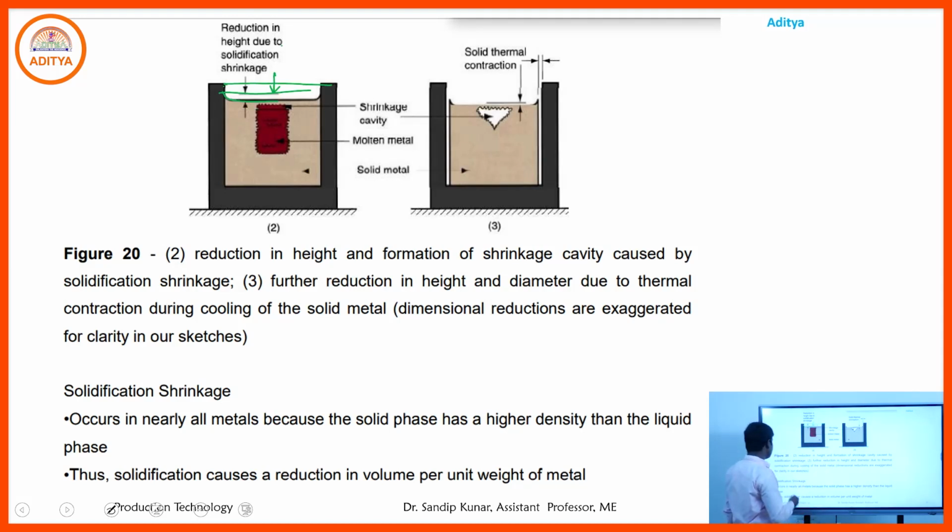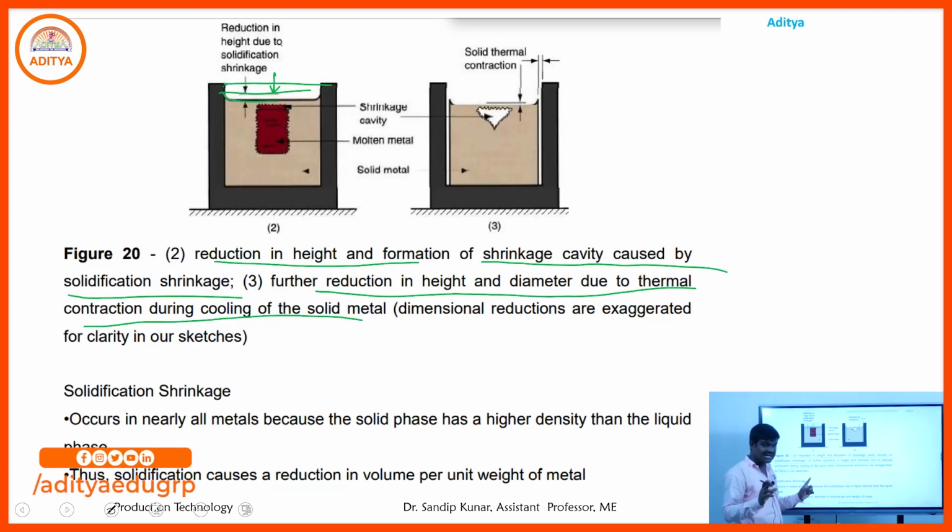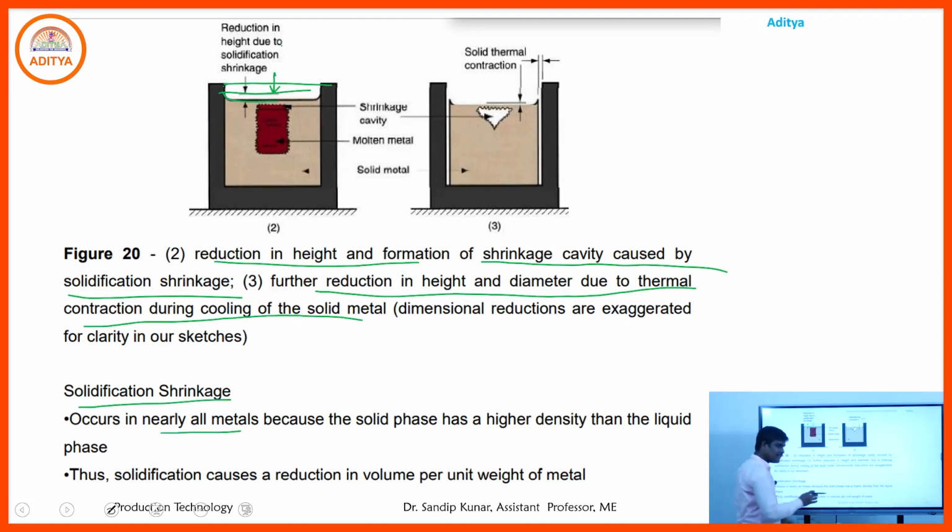After solidification, there is a reduction in height and formation of a shrinkage cavity caused by the solidification. After it fully converts into solidified product, the height is reduced again. Further reduction in height and diameter occurs due to thermal contraction during cooling of the solid metal, as heat is again extracted from that solidified product. Due to continuous heat extraction, the diameter and the height of that metal are also reduced.